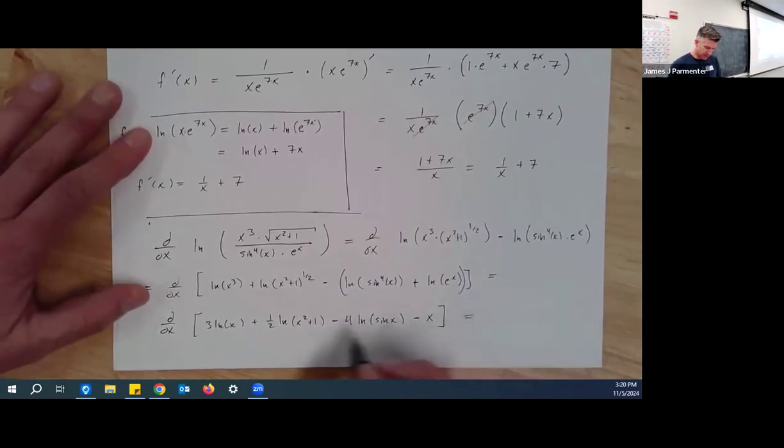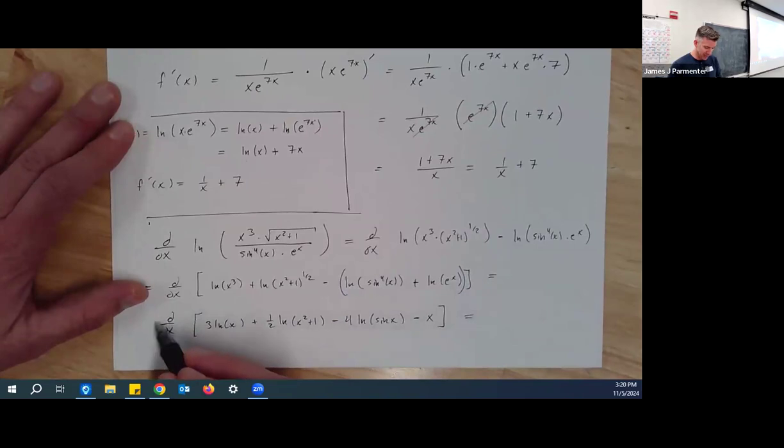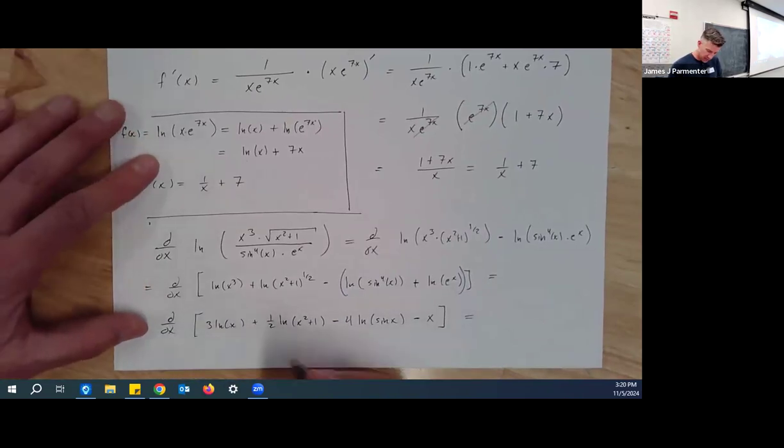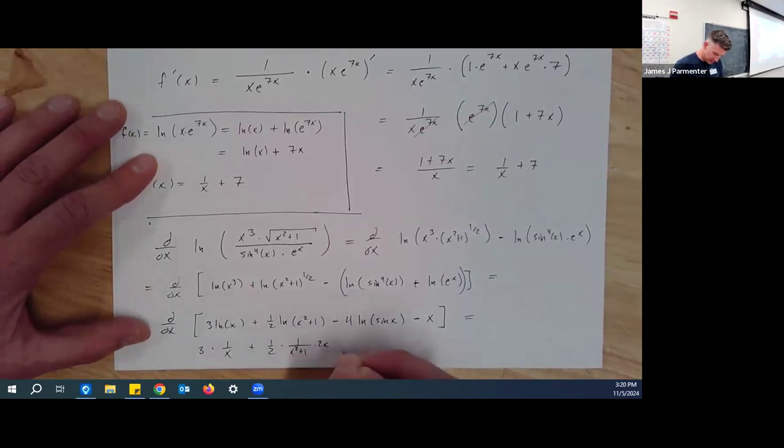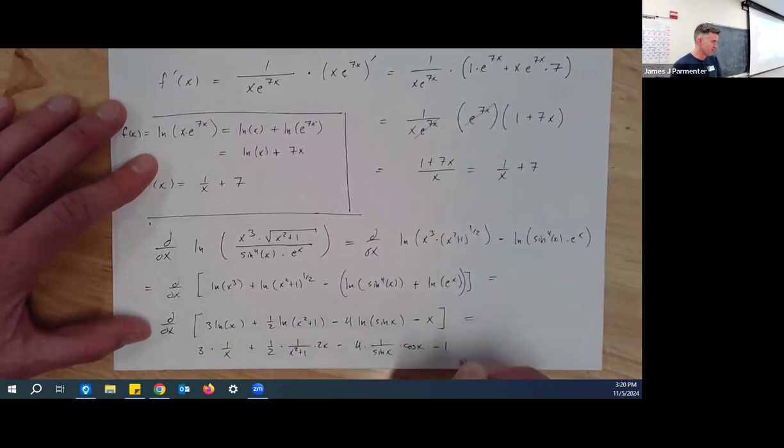So now that we're actually taking the derivative, we're not going to write d dx anymore because we're actually doing what it says to do. We're going to get 3 times 1 over x plus 1/2 times 1 over x squared plus 1 times 2x minus 4 times 1 over sine of x times cosine of x minus 1.